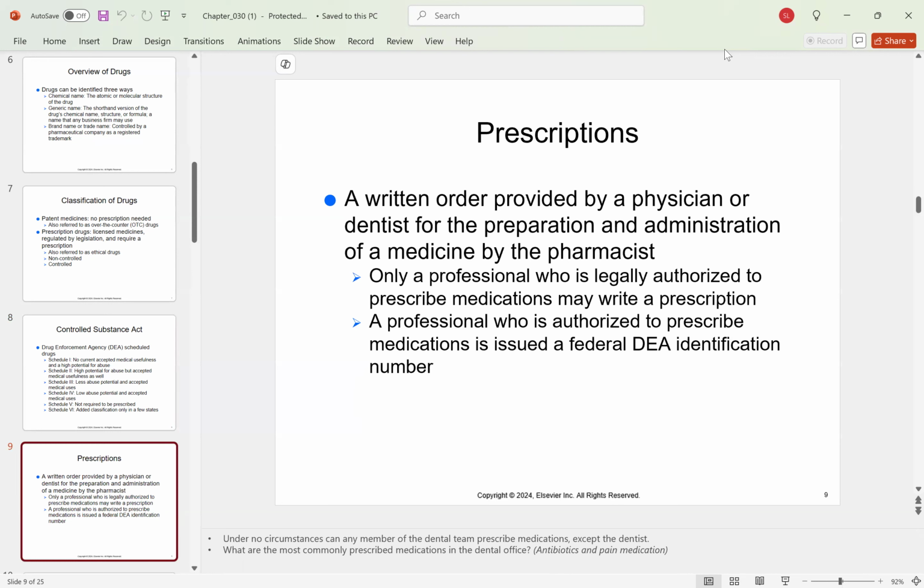A prescription is a written order provided by a physician or dentist for the preparation and administration of a medicine by the pharmacist. So only a professional who is legally authorized to prescribe medications can write a prescription, and that professional would be issued a DEA identification number, which they would need on the prescription in order for it to be filled.